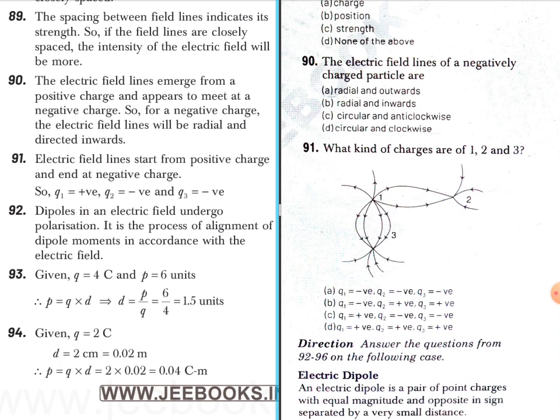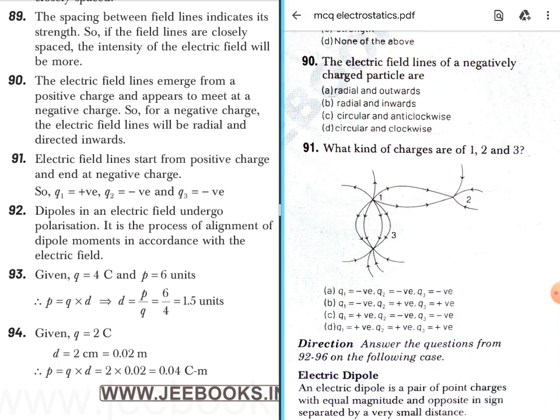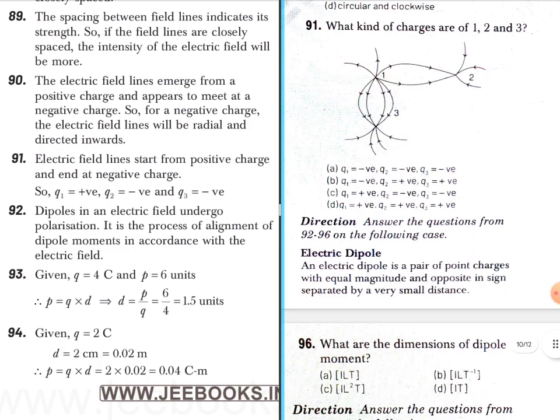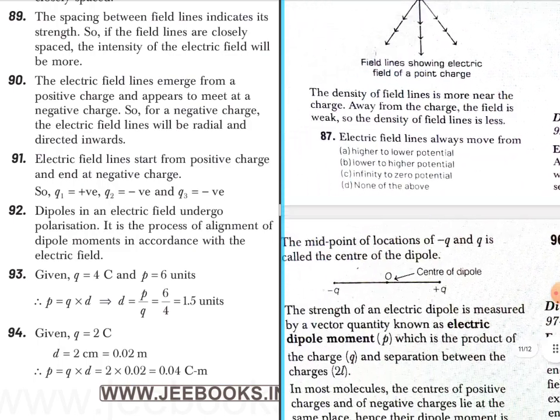So you know that the process of alignment of the dipole moment in accordance with the electric field. Okay, so you know that 1 is definitely positive and 2 is definitely negative. Q1 is positive and Q2 is negative, and Q3 is again terminating. Q3 is also negative. So positive, negative and negative. Option number C should be the right answer. So let's go to next, 92nd question.